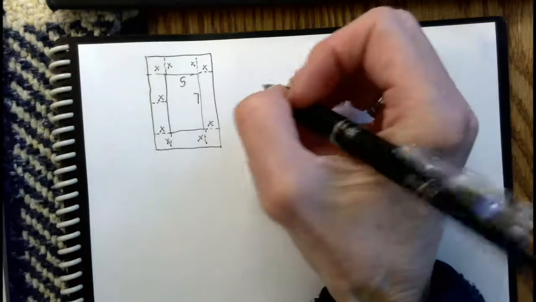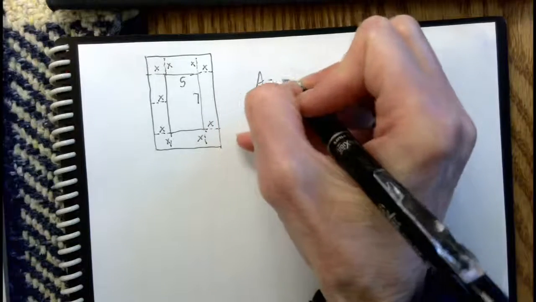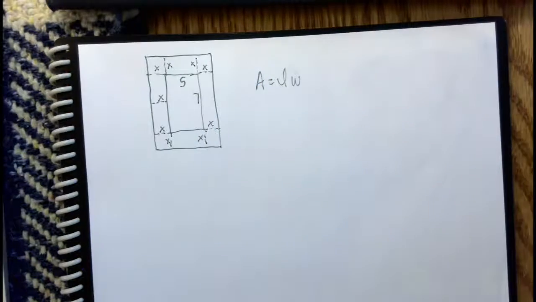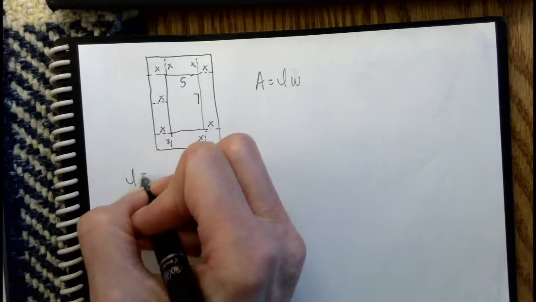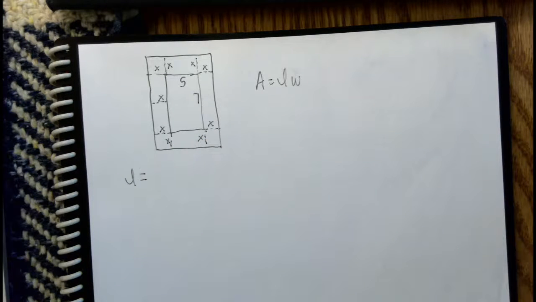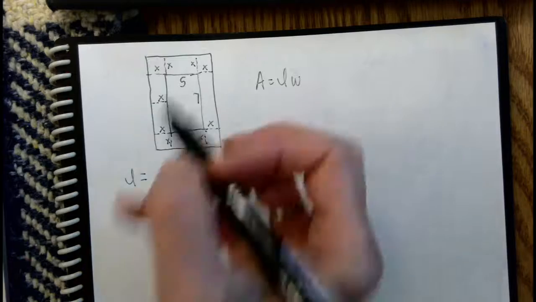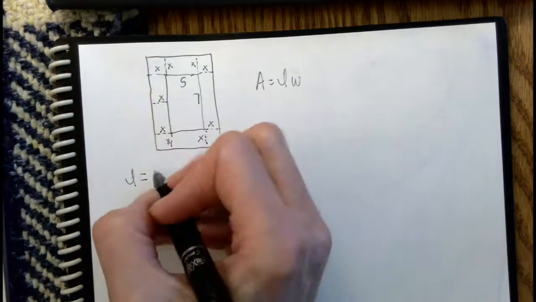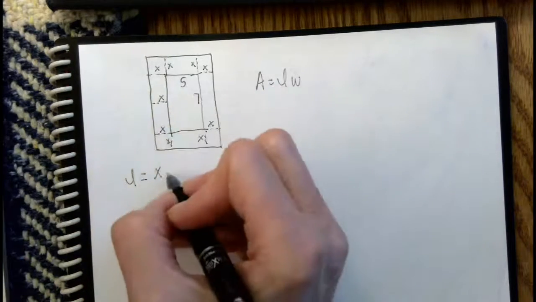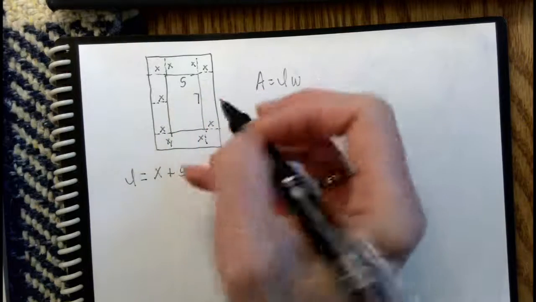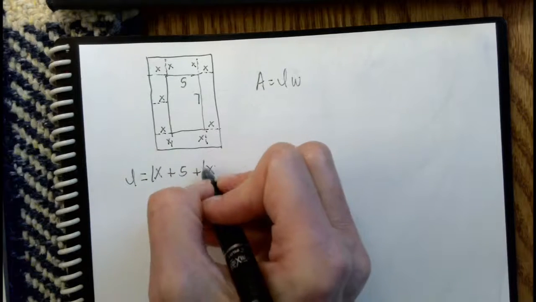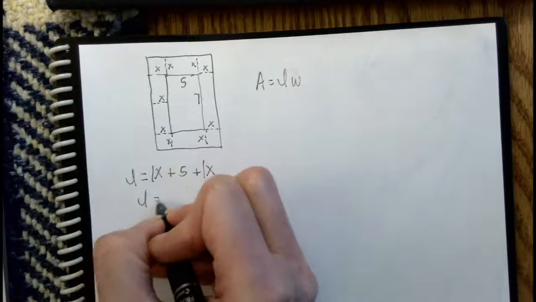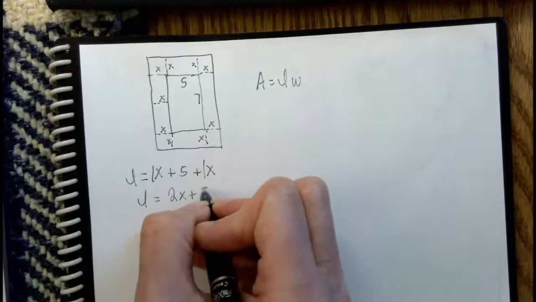So again, we're trying to find the area. The formula for area is length times width. And as we take a closer look at this, we need to come up with, well, what is the length in this picture? Well, the length is going to be x plus 5 plus x. And if we combine here, we've got 1x plus 1x. Our length then is going to be 2x plus 5.